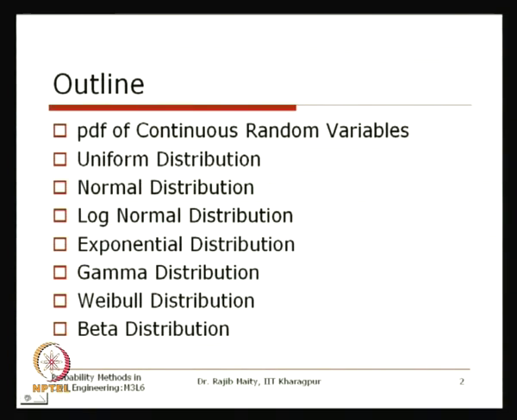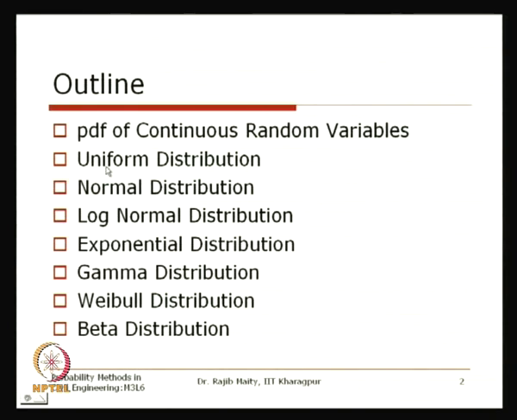To list them, we will start with the uniform distribution. Then we will see the normal distribution, log normal distribution, exponential distribution, gamma distribution, Weibull distribution and beta distribution. The list of these distributions may not be exhaustive, but these are the distributions which are generally and widely used for different problems in civil engineering. So, we will cover them one after another and show for which type of problems which distributions will be most suitable, and that is generally decided based on their shape.